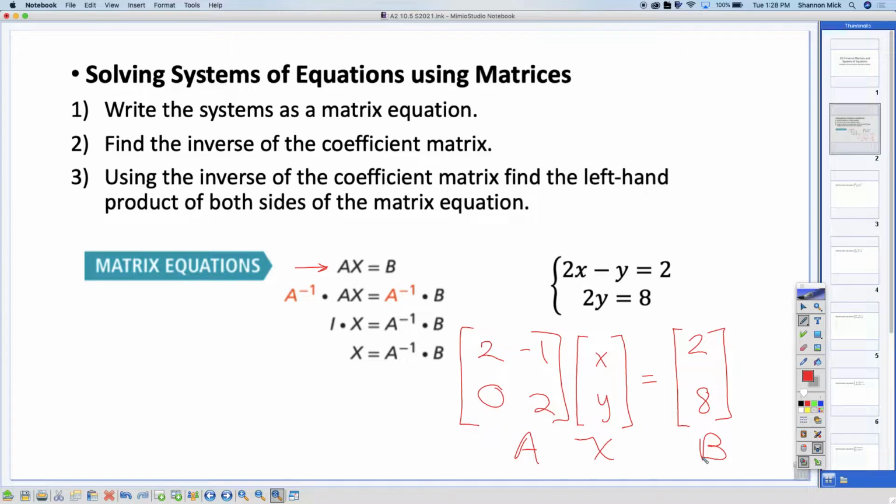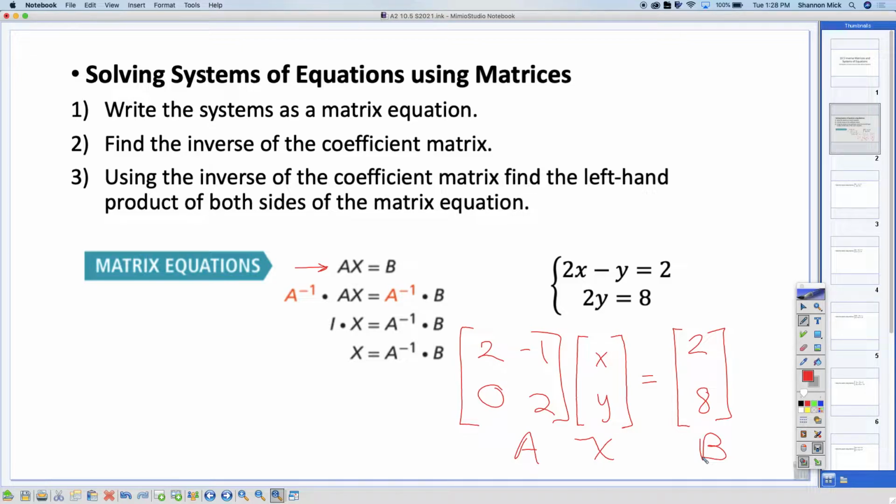Then we're going to find the inverse of the coefficient matrix, which we did yesterday, right? In order to do that, we have to find the determinant, and then you take 1 over the determinant, swap A and D, and negate B and C, right? Okay.